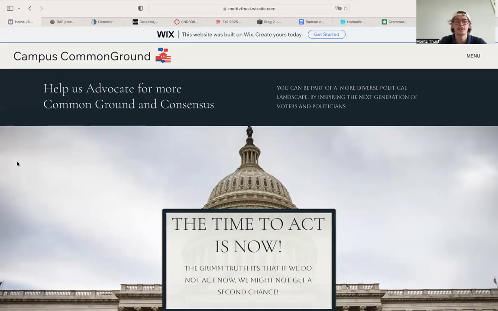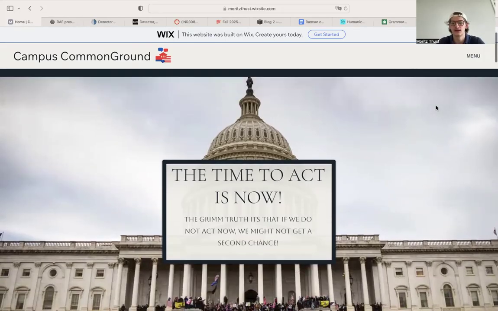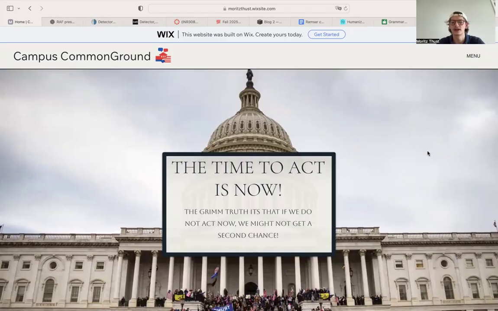Right here, you can see "help us advance for more common ground and consensus." And with the slogan, you can be part of a more diverse political landscape by inspiring the next generation of voters and politicians, obviously calling for action right away. And we continue that in the next part of our welcoming section. With this, it's time to act now, another call to action.